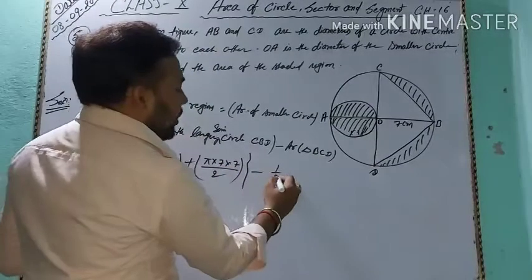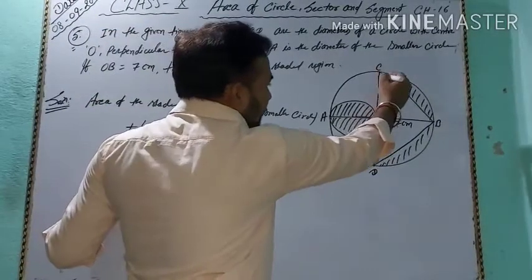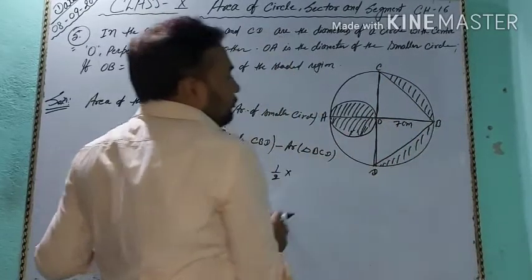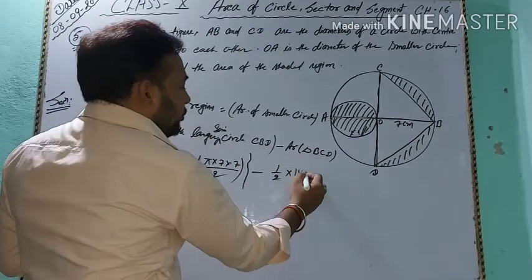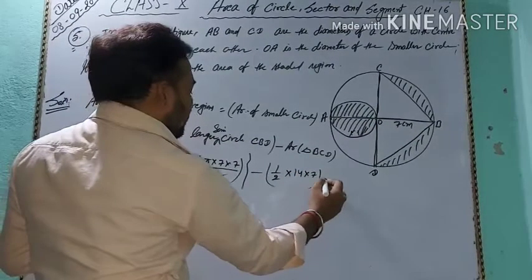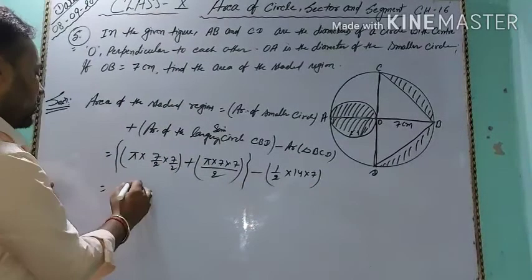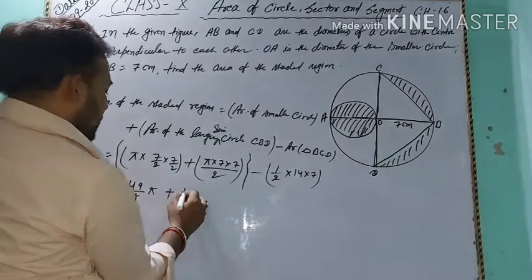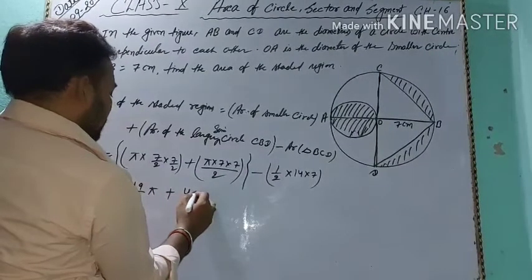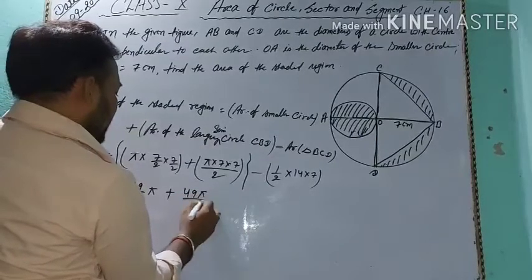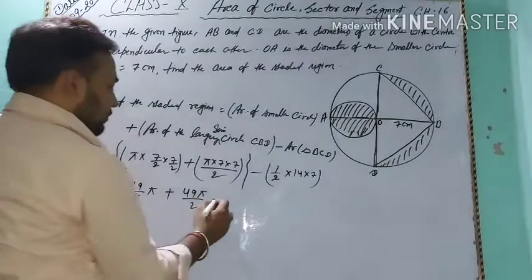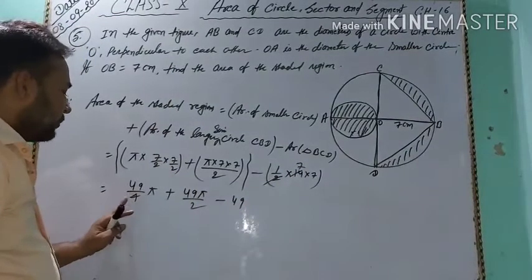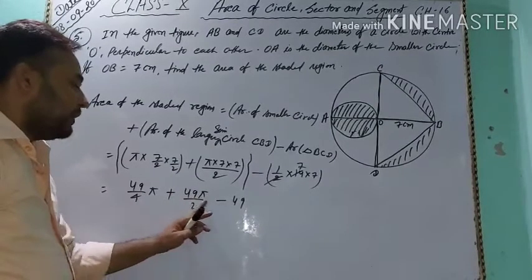So 1 by 2 into base equal to CD, and height equal to OB. So 14 multiplied by 7. So students, 49 by 4 pi plus 49 pi by 2 minus 49.